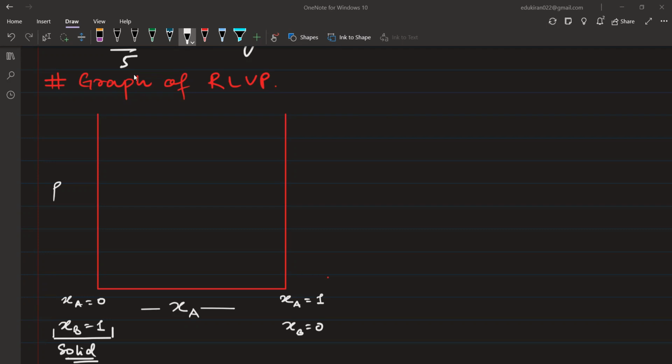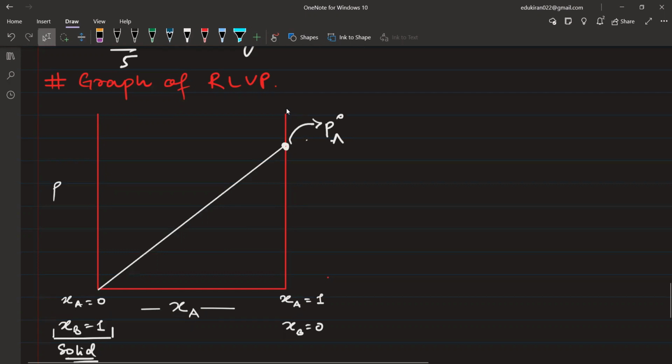At this point, the vapor pressure of the solid will be zero. And then as you increase A, that is the solvent, which is liquid, the vapor pressure will increase and it will reach the maximum value when we have pure solvent. So this point tells you about P naught of A. This is the simple graph of RLVP, relative lowering of vapor pressure.